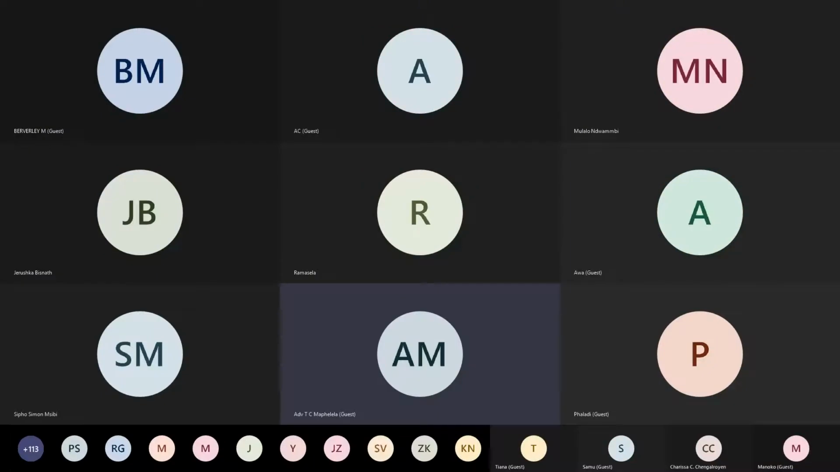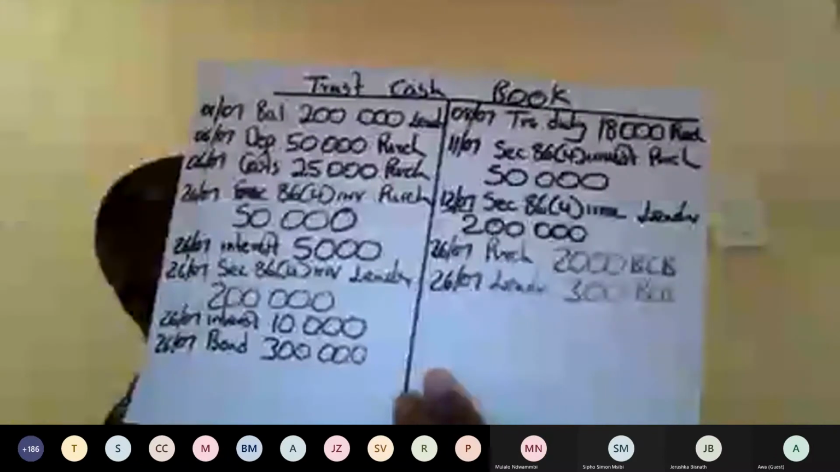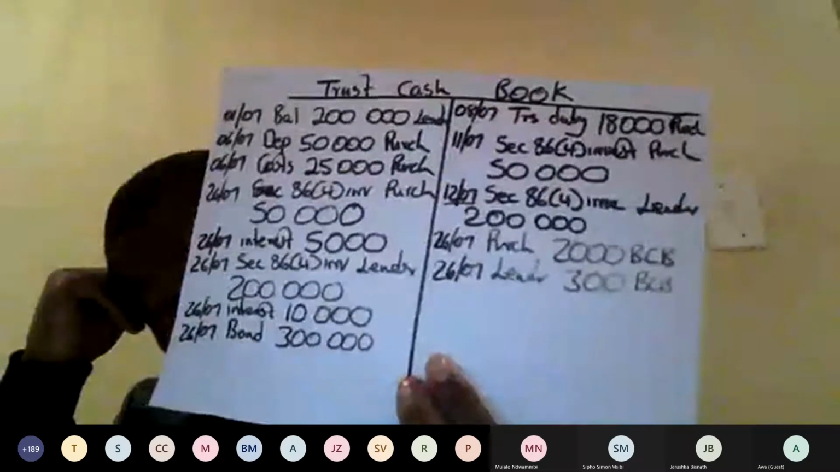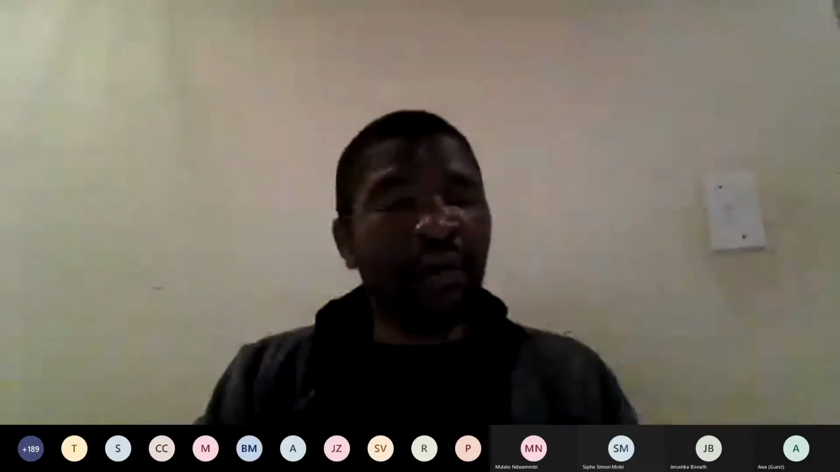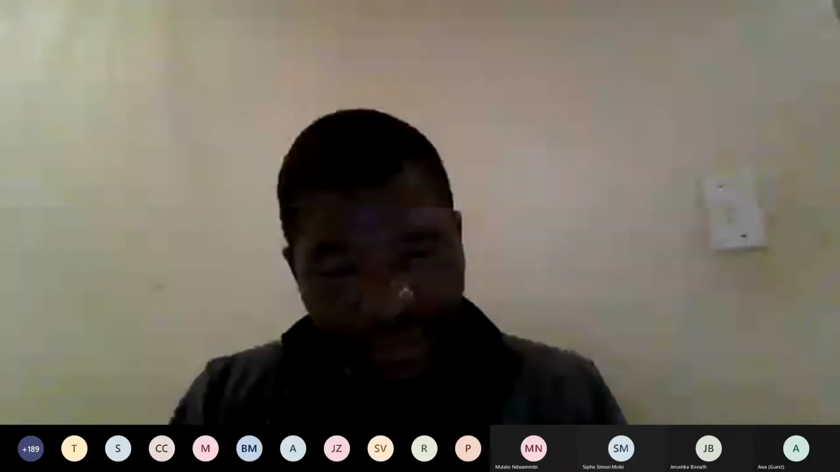How do you pay yourself? Credit your trust cash book and then debit your business cash book with the same amount. When you debit your business cash book, it means money is being received in your business account. Now, let's do step number 8, which is the last step.